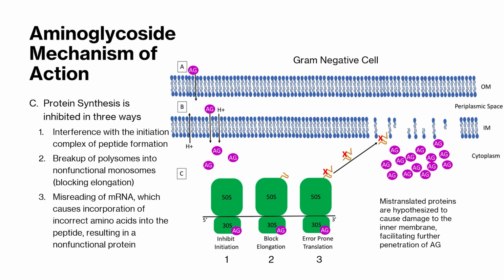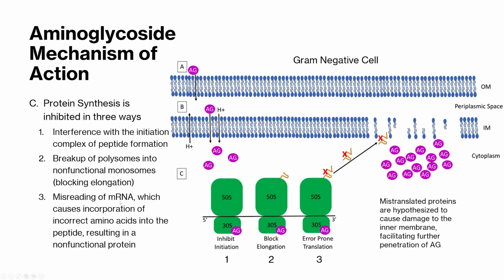It can also break up polysomes into non-functional monosomes. So it can get there, right? Say something is already being made along the chain, and it gets there and it plugs up the process again. And the polysome, which would have been if multiple amino acids combine, we would call that a polysome. It just prevents amino acids from combining and joining together. So it makes a monosome. So it blocks elongation of this little protein right here.